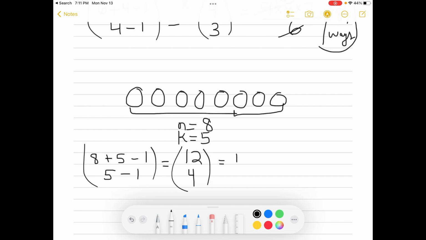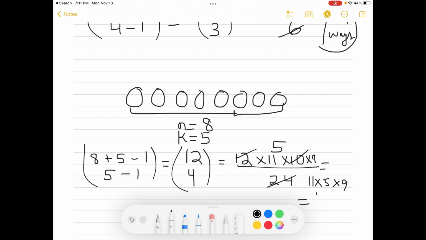We can do some quick computation here. 12 times 11 times 10 times 9 over 24. This is 120, so 5 here. So it'd be equal to 11 times 5 times 9, which is 495 ways to do that.